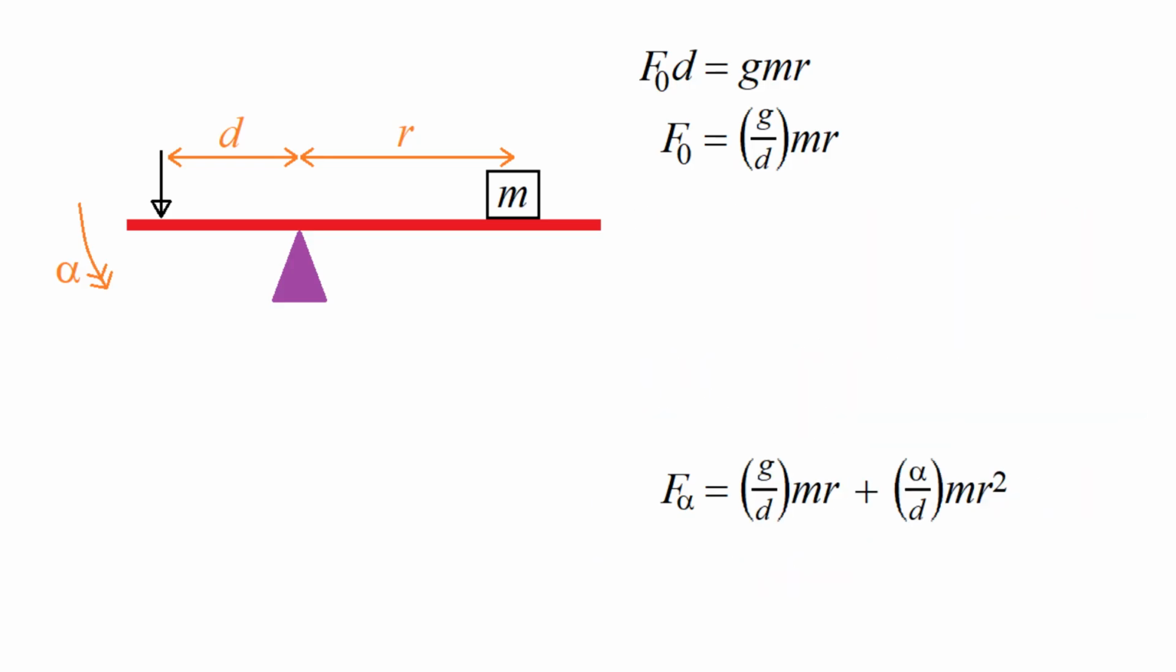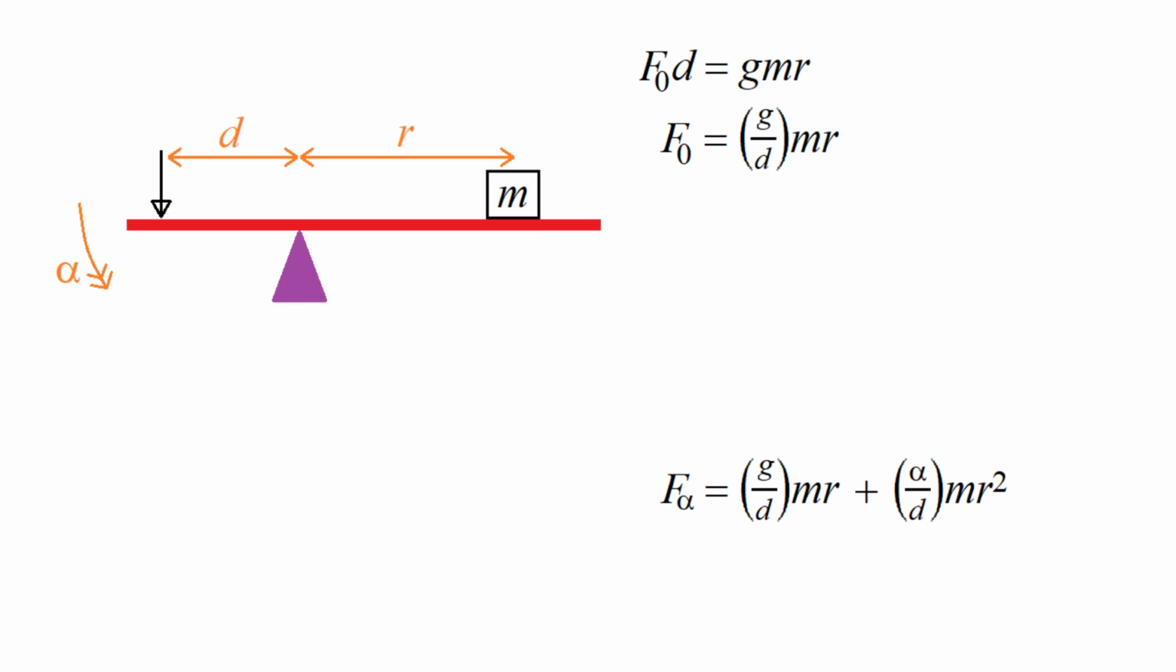Here's the actual formula for F alpha. And so what we see is that, similarly to in the previous setup, the formula is the sum of two terms, where the first term involves a prefactor of g, while the second term involves a prefactor of alpha, and the first term is in fact exactly the same as the formula for F0. But while the first term has linear dependence on r, the second term has quadratic dependence on r.